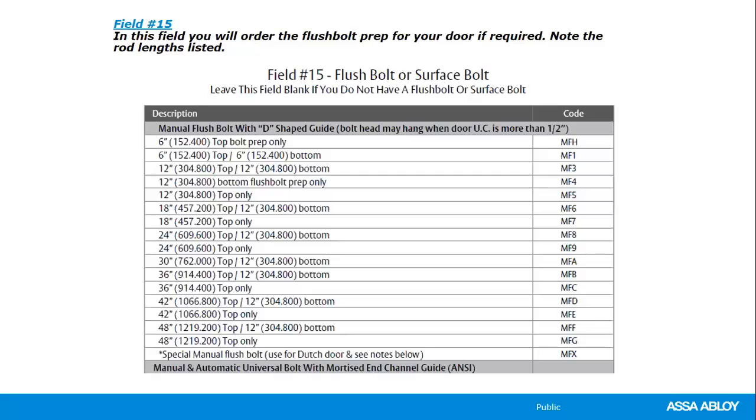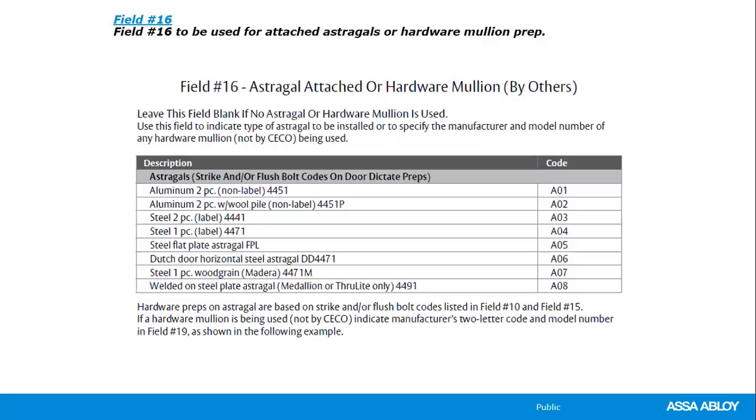Field 15 is where you're going to list your surface or flush bolts, and again, you'll see the rod length there from 6 inch all the way to 48 inch. So again, we have a variety of different types of flush bolt preps. We also have in there surface bolts and things like that. Field number 16 gets into your astragals or your hardware mullions, and you'll see some of them listed here. Again, be aware of the various notes, whether at the top or at the bottom of the page.